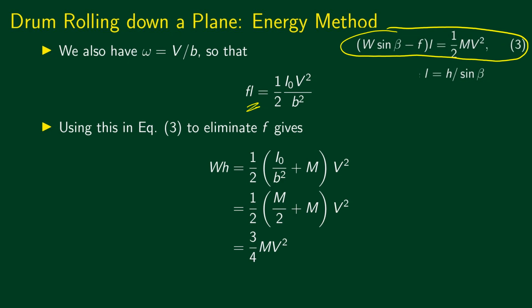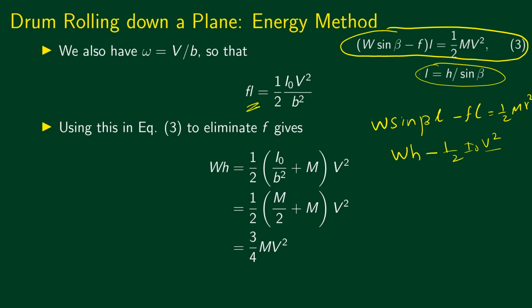W sin beta minus FL is equal to half mv square. So this you can write as W sin beta L minus FL is equal to half mv square. Okay, all right. So here L sin beta is h, right? From this equation we already had this. L sin beta is h, so this becomes WH minus, what is FL? We have already found FL here, minus half I0 v square by b square is equal to half mv square.